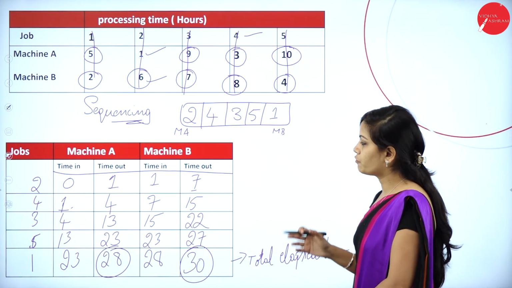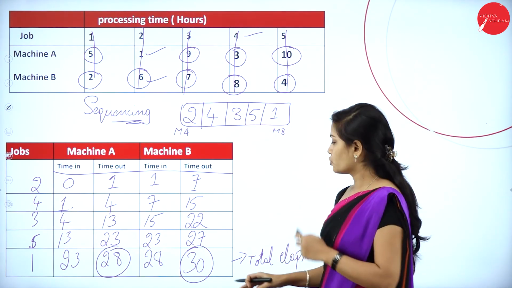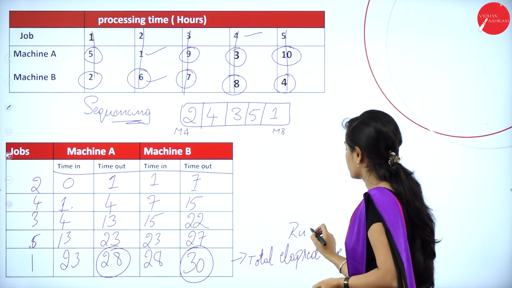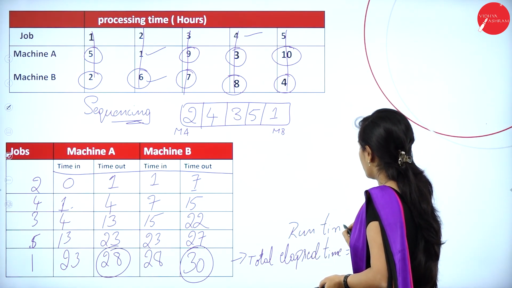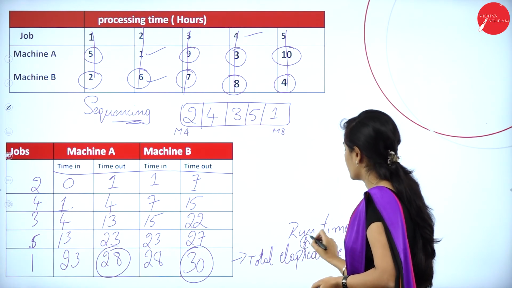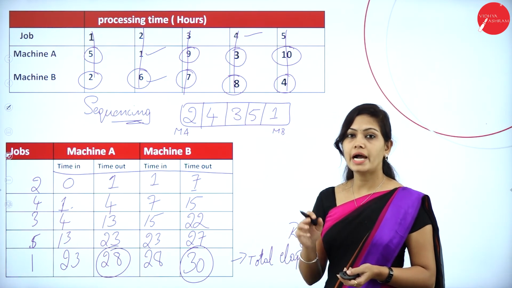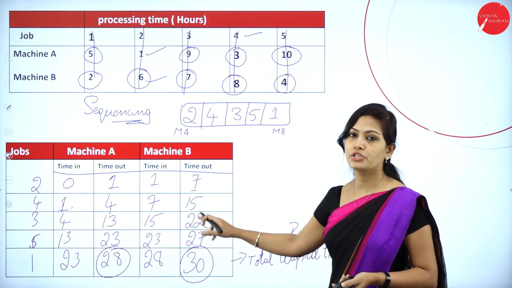And now we have to find the idle time. So this elapsed time is called run time. Run time or elapsed time. So run time is also called elapsed time. So now we can find the idle time of machine A and machine B.